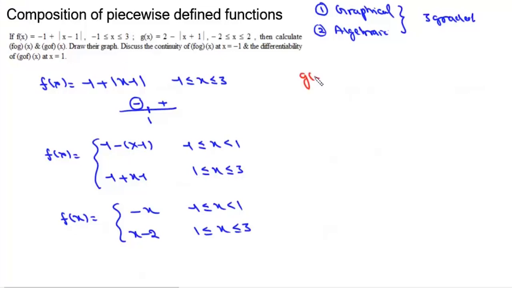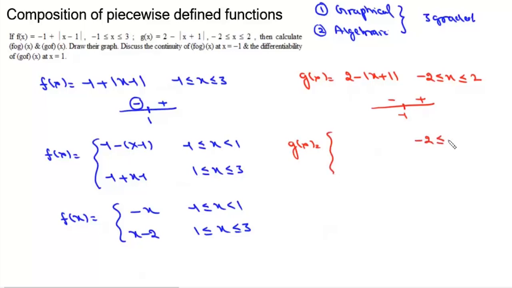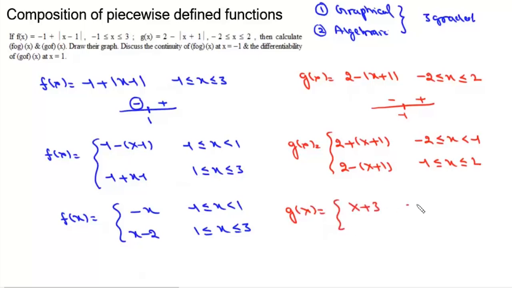Now we look at our function g(x). Now g(x) is defined as 2 minus mod of x plus 1 when the value of x lies between minus 2 and plus 2. X plus 1 has a critical point at minus 1. This is plus and this is minus. So now we can write this function g(x) as, first we have this interval when x lies between minus 2 and minus 1. Now it is 2, and in this interval this is negative, so minus minus plus, so it will be 2 plus x plus 1, and then we have from minus 1 to 2. Now here it will be positive, so it will be 2 minus x plus 1. Now g(x) is basically x plus 3 when x lies between minus 2 and minus 1, and it will be 1 minus x when x lies between minus 1 and 2.